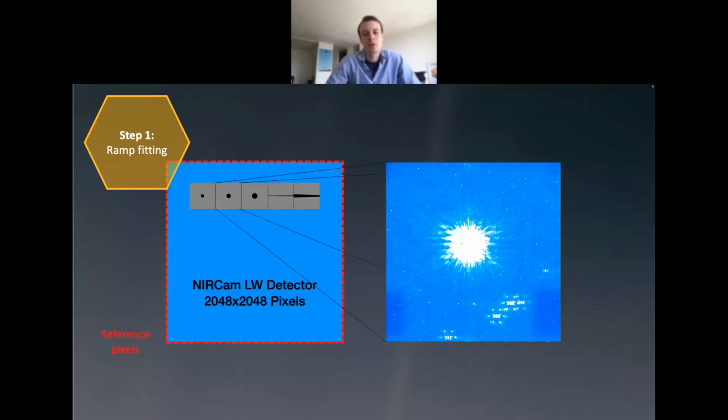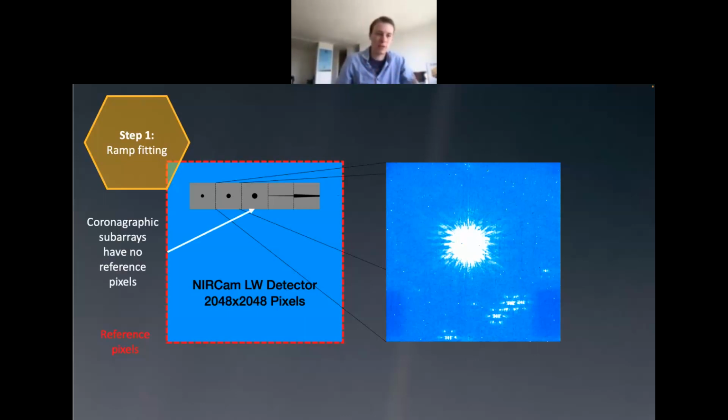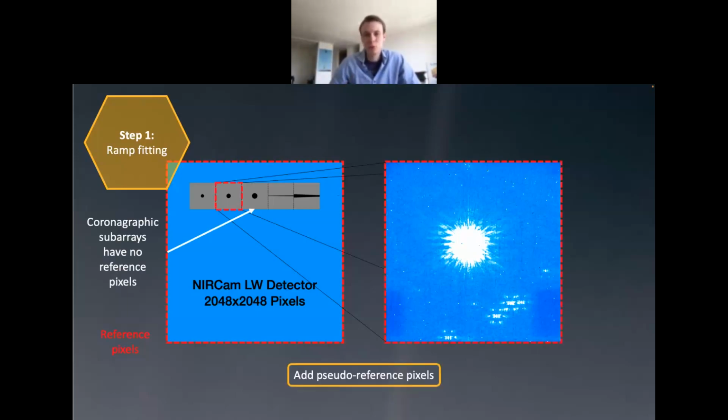Another issue with the coronagraphic subarrays is that, at least for NIRCam, they're located in the middle of the detector, whereas the reference pixels, which are used to keep track of bias drifts and other systematics from the readout electronics, are located around the edge of the detector. So the coronagraphic subarrays don't have any reference pixels, which is kind of bad.